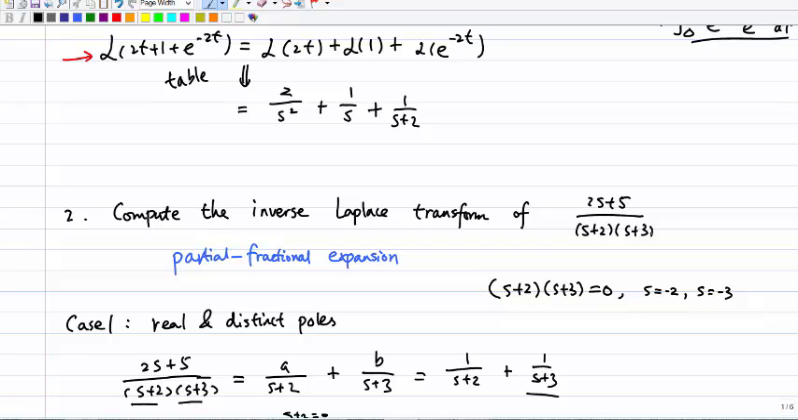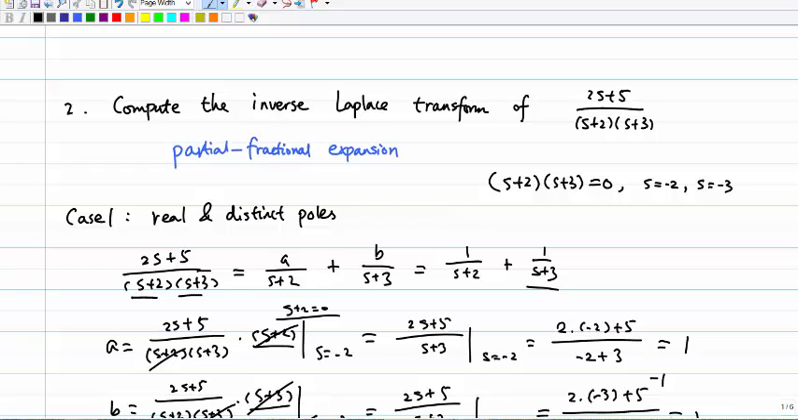The key to distinguishing these three cases is computing the poles. The poles are found by setting the denominator of the transform function to 0, which means s plus 2 times s plus 3 equals 0. So we get two poles: s is negative 2 and s is negative 3. They are real and different, so they are called real distinct poles.